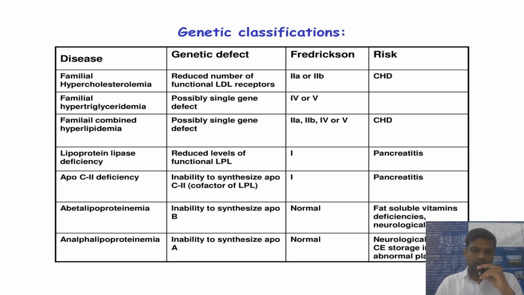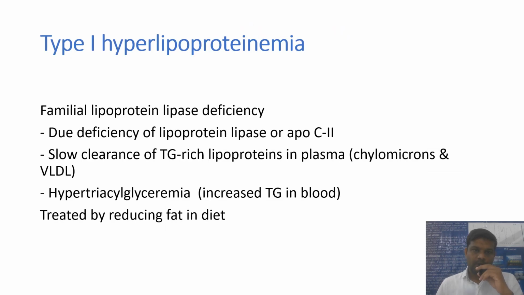A beta lipoproteinemia includes the inability to synthesize ApoB. A alpha lipoproteinemia includes the inability to synthesize ApoA. Here, these two, A beta lipoproteinemia and A alpha lipoproteinemia, are not categorized in the Fredrickson classification. Type 1 hyperlipoproteinemia includes the familial lipoprotein lipase deficiency due to deficiency of lipoprotein lipase or ApoC2.